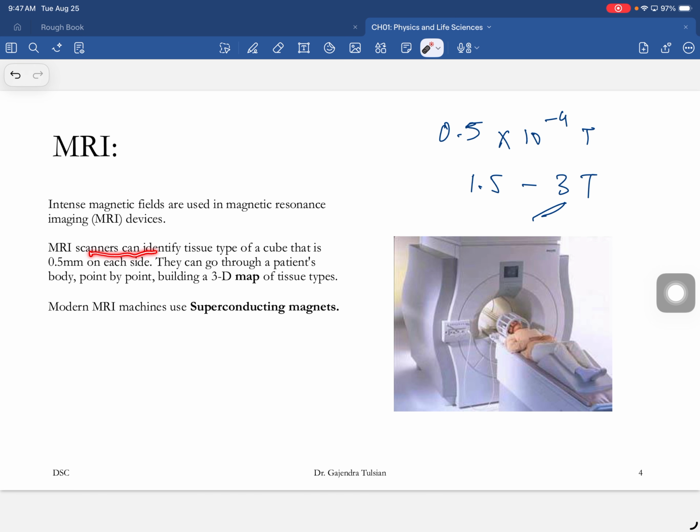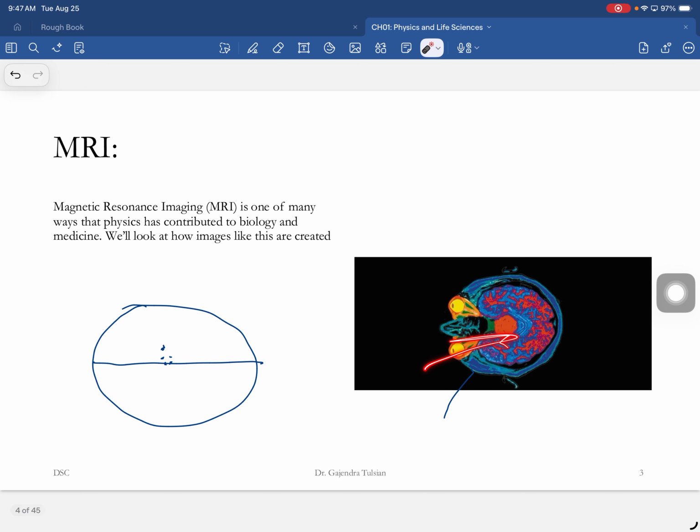So MRI scanners can identify tissue types of a cube that is 0.5 millimeters on each side. So that's roughly, like I said, a small grain of sand. They can take a picture of a small grain of sand, and then you take the picture of the next grain, and then put together a 3D image, and then you can see any slice you want. Once you have the 3D image, you can see any slice, and diagnose whatever problem it is.